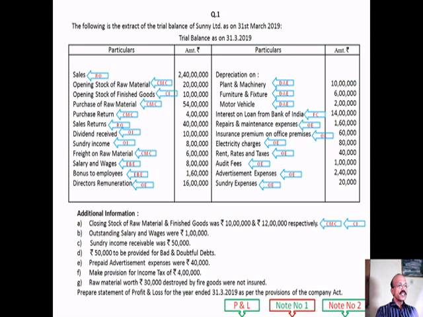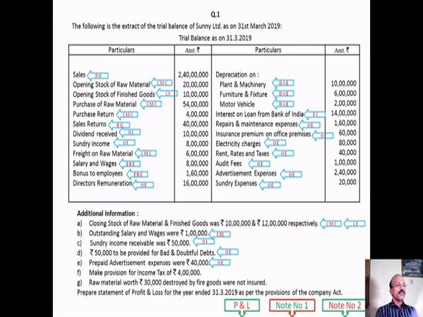The next adjustment says outstanding salary and wages. This will be charged to employee benefit expenses. There is no second effect to the balance sheet because we are not preparing it. The third adjustment says sundry income receivable outstanding goes to other income. The next item is rupees 50,000 to be provided for bad and doubtful debts. It goes to other expenses.